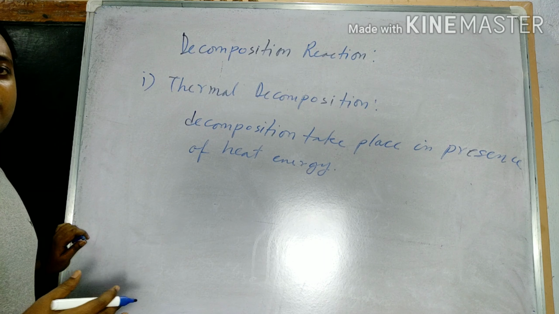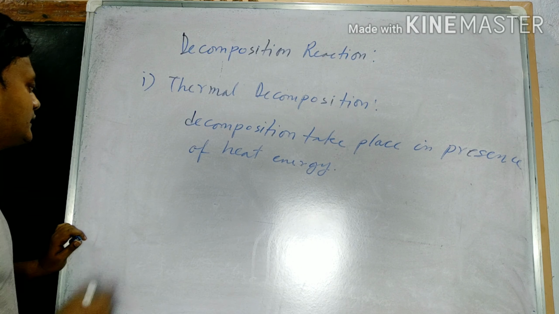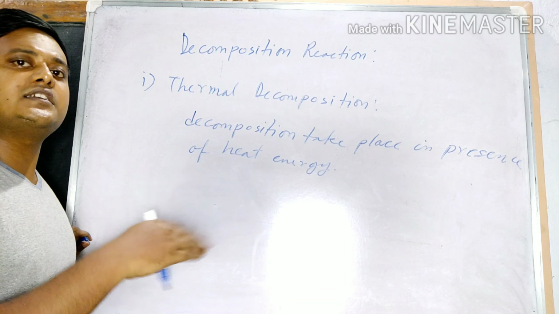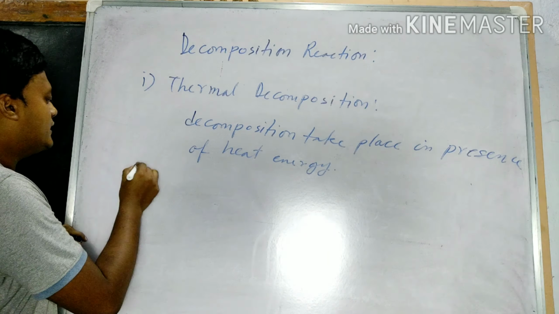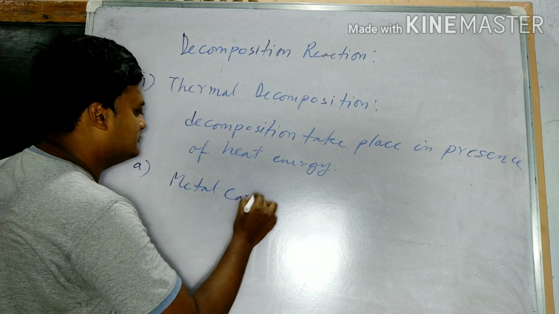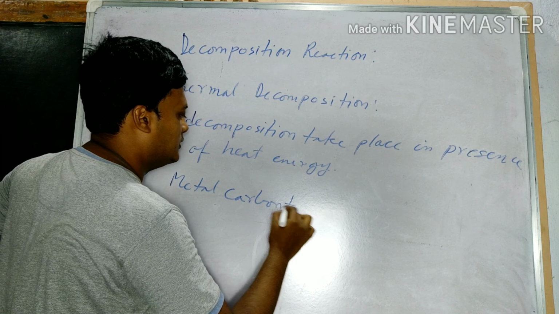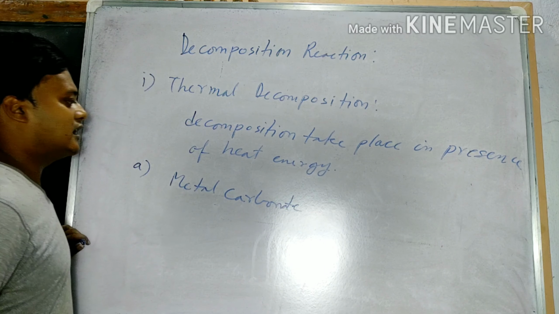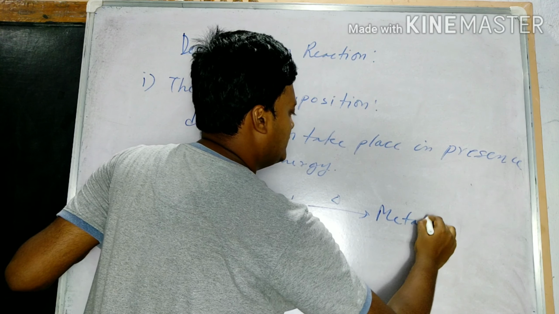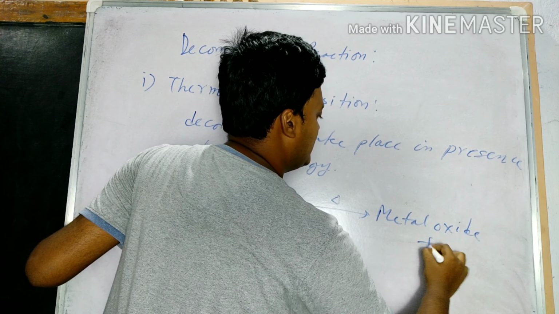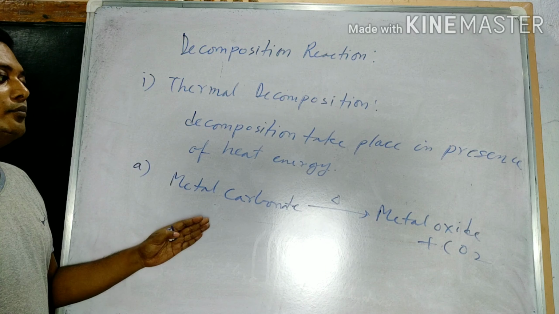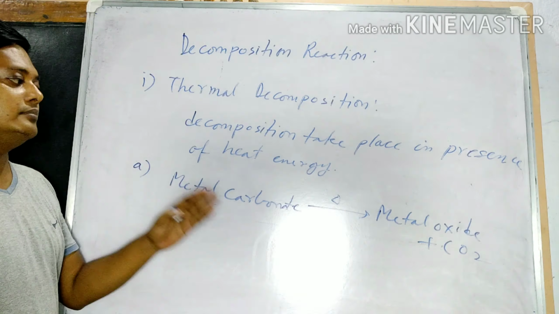Now, different types of thermal decomposition reaction. Try to remember the general reaction. Under that general reaction, many examples are there. So, first one, metal carbonate on thermal decomposition produces metal oxide plus CO2.